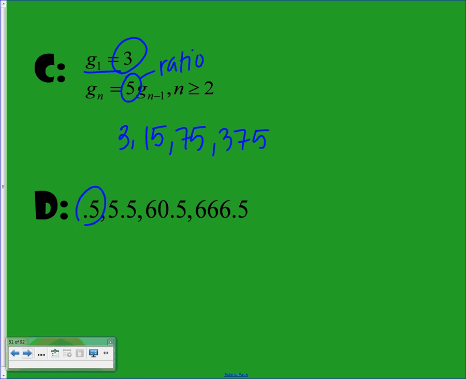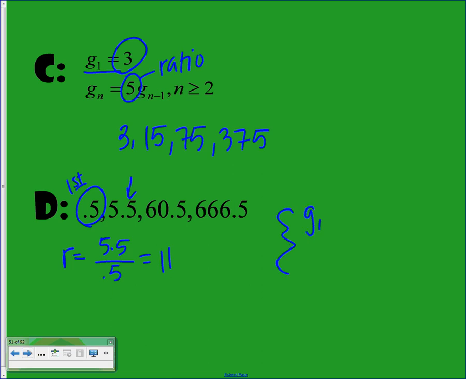You're looking for your first term, which is pretty easy to find, and then you're looking for your ratio, which is your second term, 5.5, divided by your first term, 0.5, which tells me my ratio here is 11. Okay, so now I'm just going to plug in the information I have into the formula.